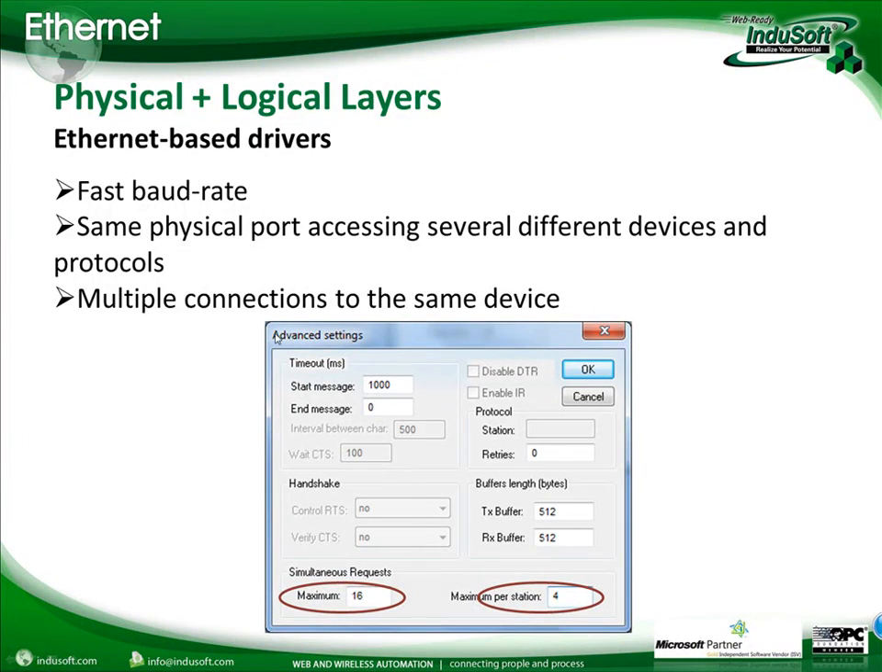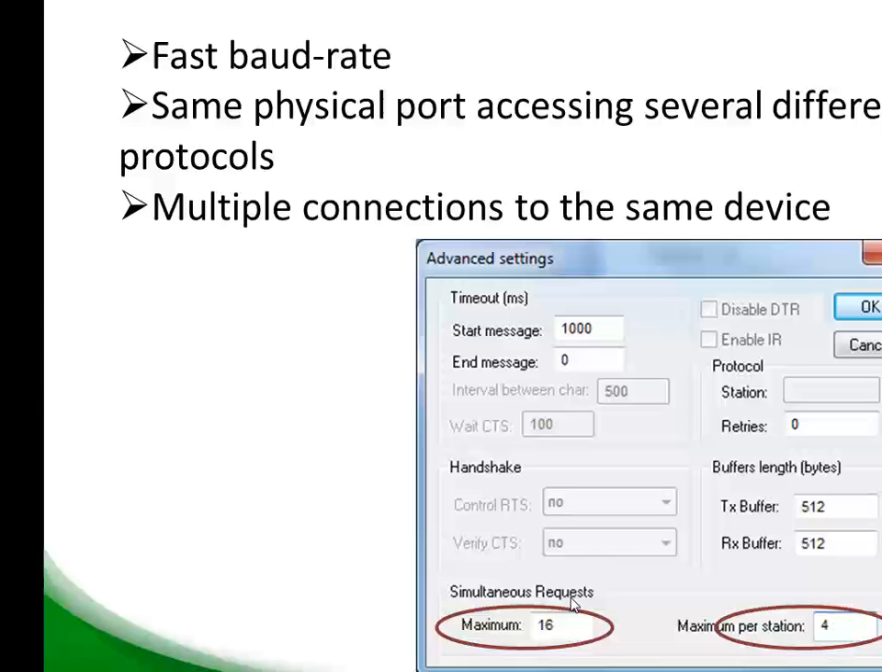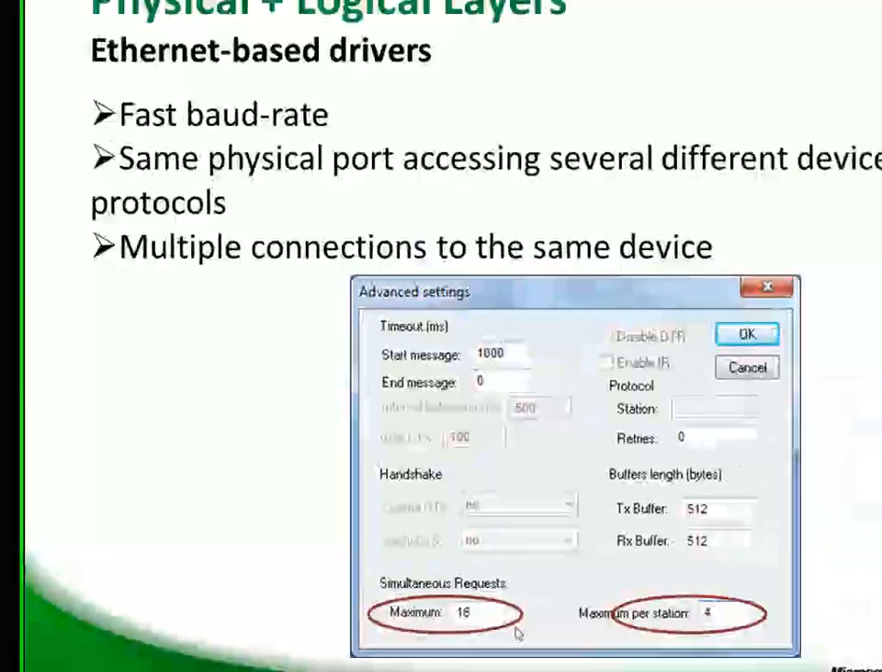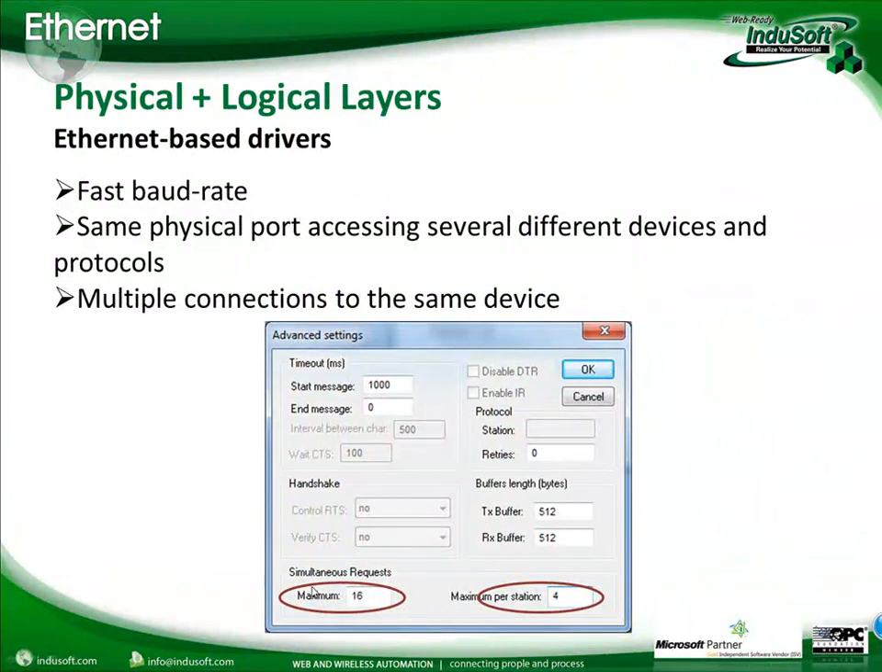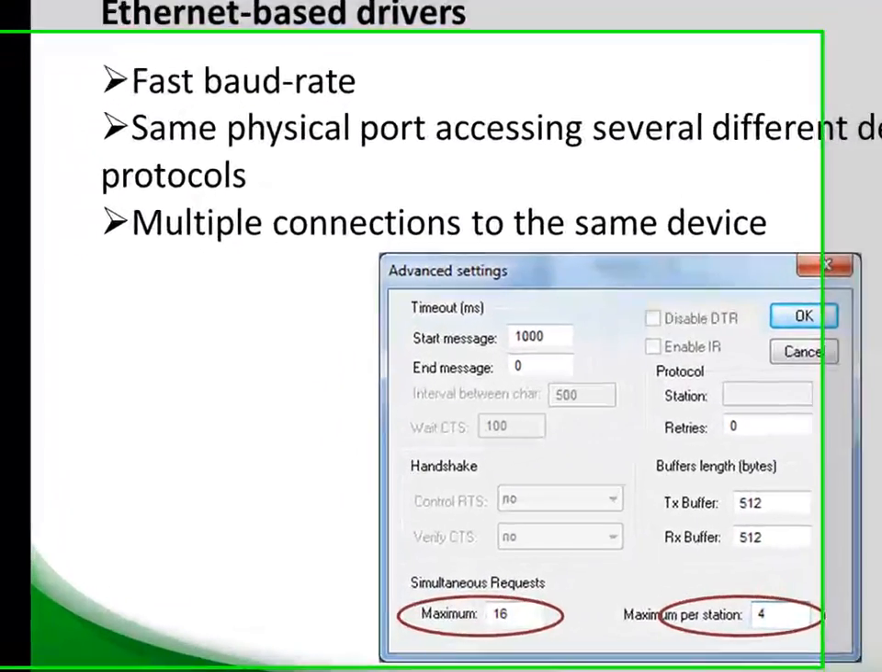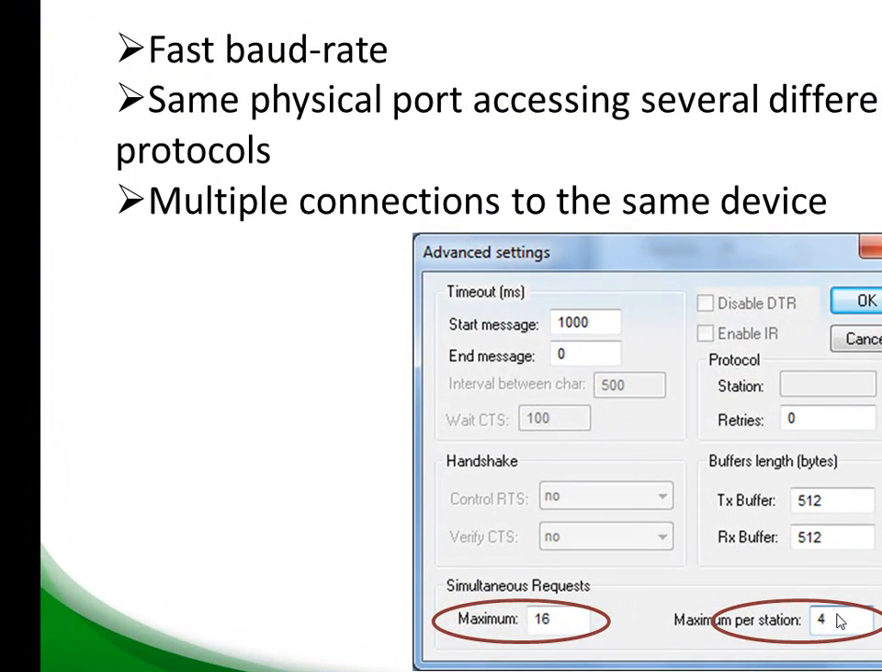You can configure the simultaneous requests. So you can configure how many simultaneous requests you're going to have per station, so how many are going to go on the same PLC, and a total for the driver. So let's say that we are going through Ethernet communicating with 4 different PLCs. So I can have 4 separated connections for each PLC, totalizing 16 in total. 4 PLCs times 4, I have 16 connections on this specific driver.